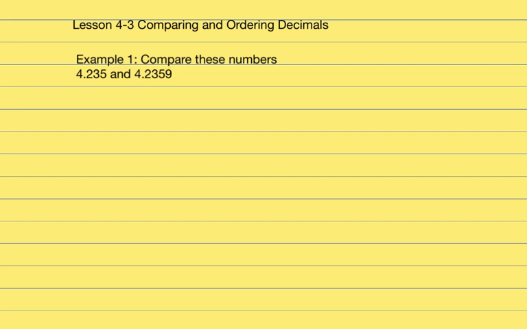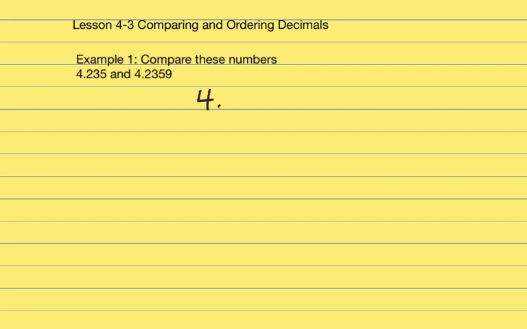Okay, so we are going to compare and order decimals. And I'll do a few examples. When you compare 4.235 and 4.2359, the first thing that you should do is line them up, making sure that their decimal points are in line with one another.